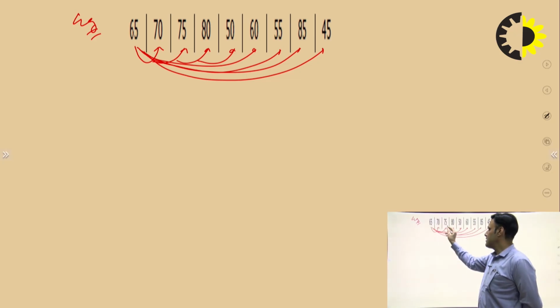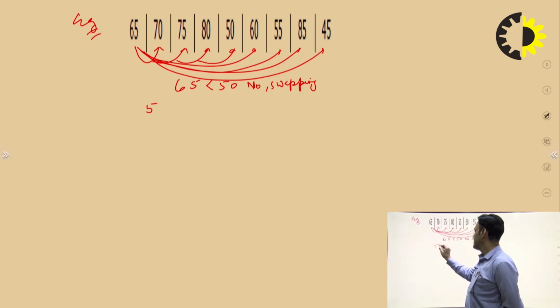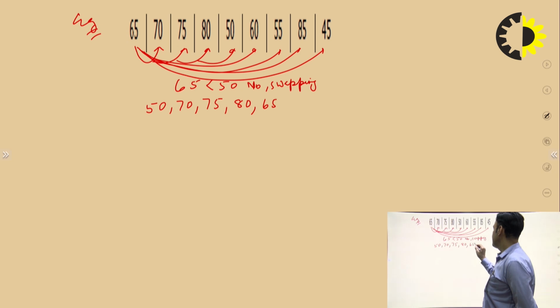Then 65 compared with 75. Is there any issue? No issue. Then with 80, 65 is less than 80, no issue. Then 65 will compare with 50. Is 65 less than 50? No. Then swapping will take place. So in place of 65, 50 will come. 70, 75, 80, 65 will come here. 60, 55, 85, 45.